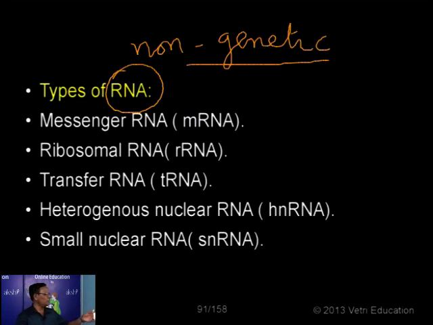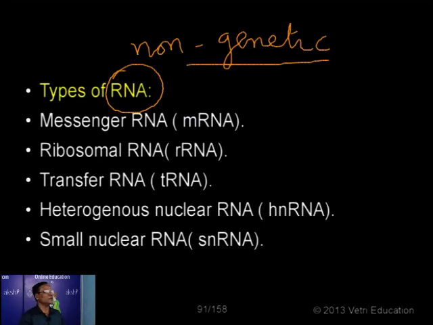Normally the RNAs are produced by the enzyme RNA polymerase. In prokaryotic cells, bacteria, there is only one RNA polymerase, an enzyme responsible for the synthesis of all the different types of RNA.